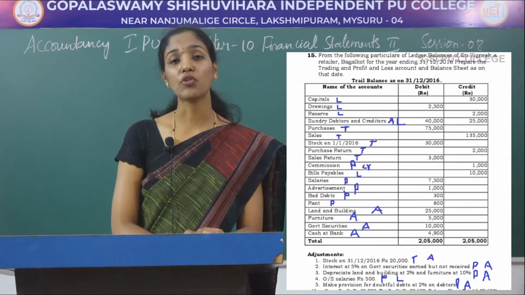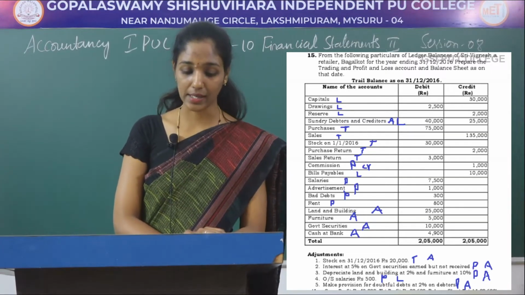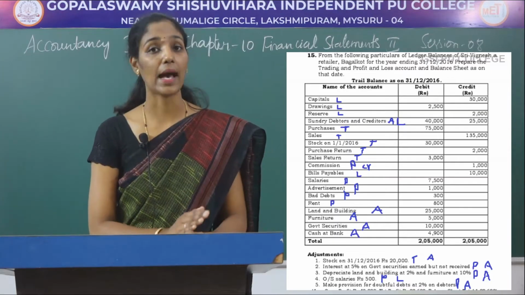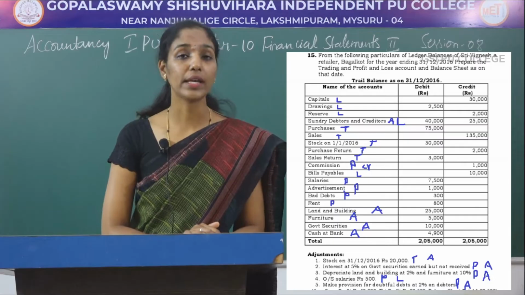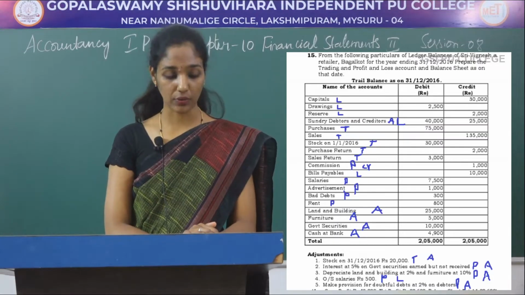Commission, here the amount of commission was given on the credit side, so it should be considered as income to the business. Hence it should be recorded on the credit side of the profit and loss account.